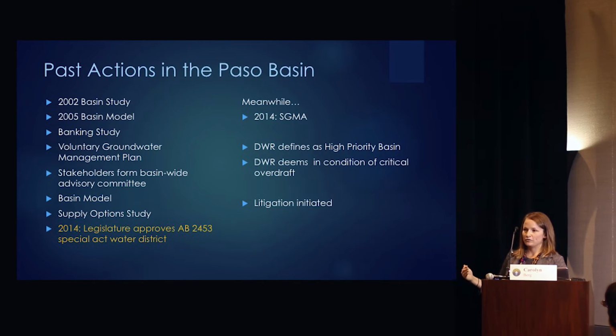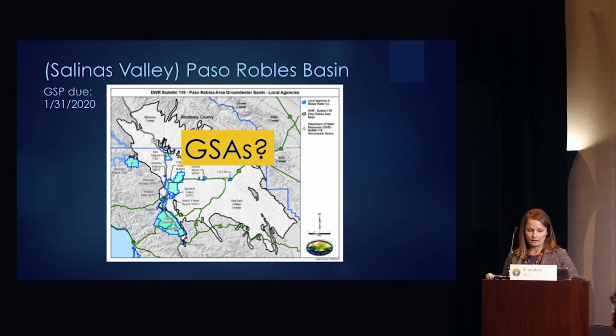And then coming out of SGMA, of course, this basin was classified as a high priority basin and was also deemed to be in a condition of critical overdraft, which meant that this basin has an expedited compliance timeframe. And at the same time, litigation was also initiated here. So a quiet title process was initiated. So all this is to say, there's a lot happening in this basin all at once.